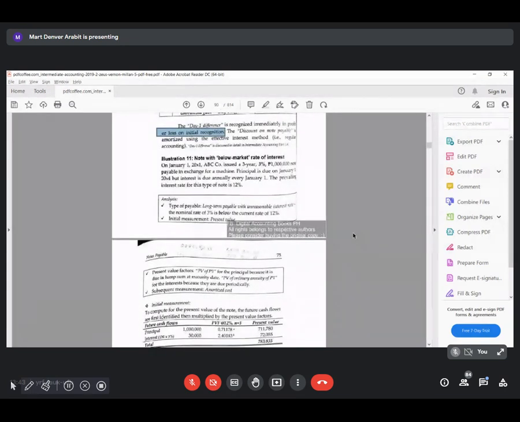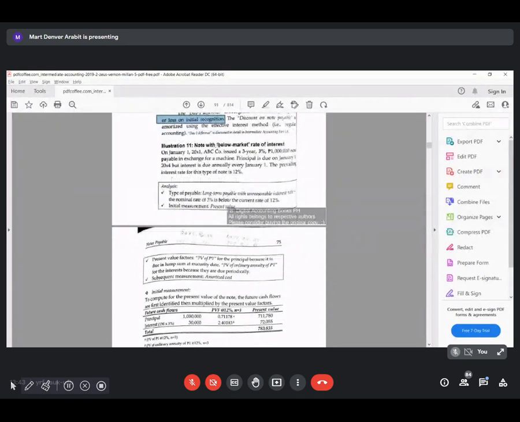Illustration 11. So, note with below market interest rate. On January 1, 2021, ABC Company issued 3-year 3% 1 million note payable in exchange for a machine. So, the principal is due on January 1, 2024. So, this is for 3 years. Interest is due annually every January 1. The prevailing interest rate for this type of note is 12%. Okay, so tuloy tayo.